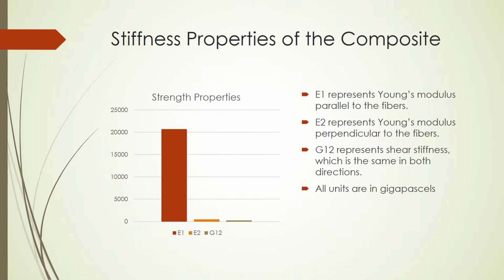Stiffness properties of the composite. On the left, there is a graph that represents the values of each of these stiffness properties. They are all in gigapascals, but they are not comparable to one another. E1 represents Young's modulus parallel to the fibers. E2 represents Young's modulus perpendicular to the fibers. G12 represents shear stiffness, which is the same in both directions.